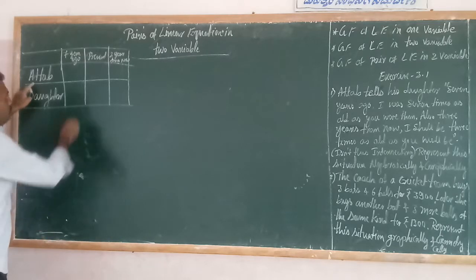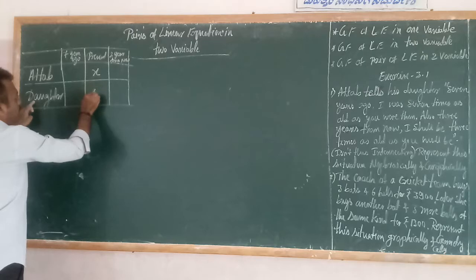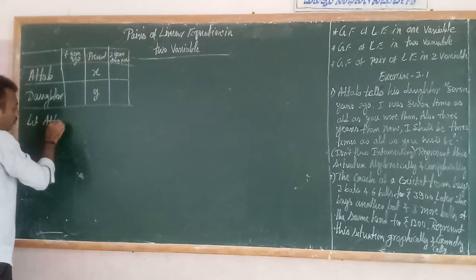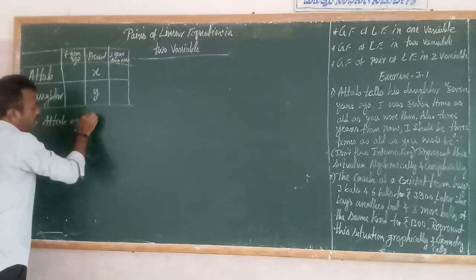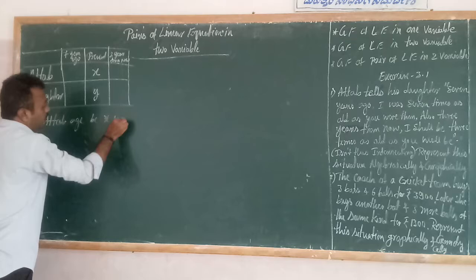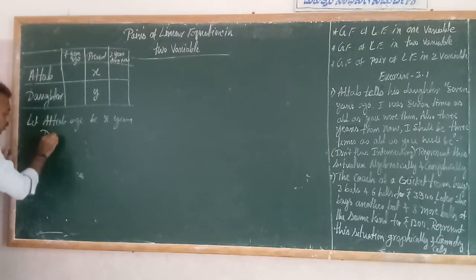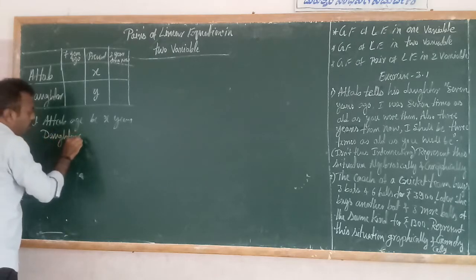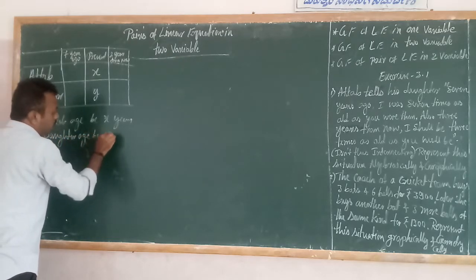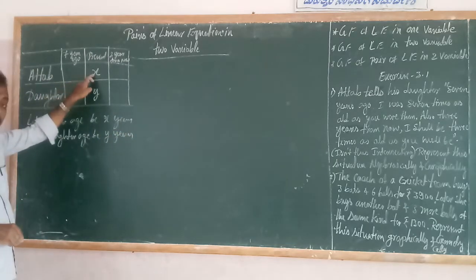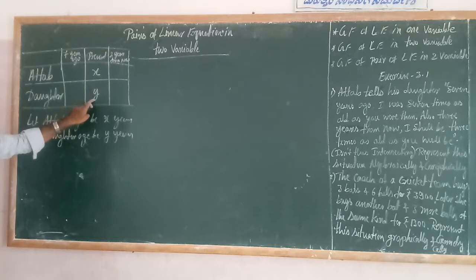Let Aftab's age be x years and the daughter's age be y years. I don't know the present age of Aftab, and the daughter's age is also unknown. So there are two unknown values. Therefore, Aftab's age will be x years and the daughter's age will be y years.